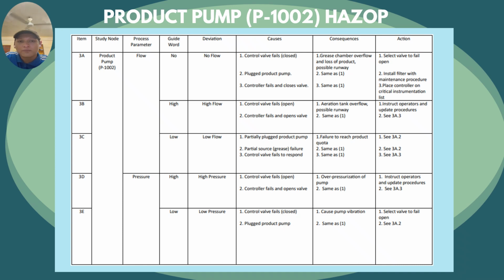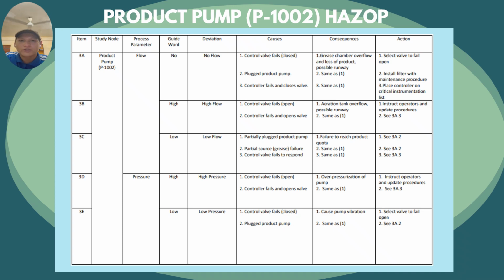Now for the pressure, high pressure is caused by control valve fails to open, and number 2, controller fails and opens valve. Now the consequences to this is 1, overpressurization of pump, and number 2 being the same as 1. Now the actions we can take is instruct operators and update procedures, and for number 2, C3A.3.